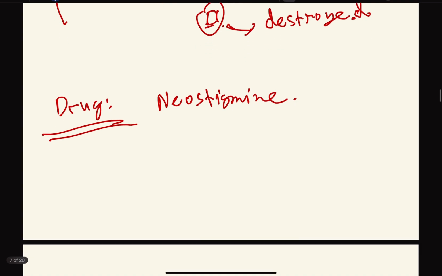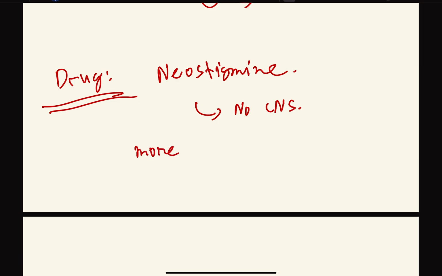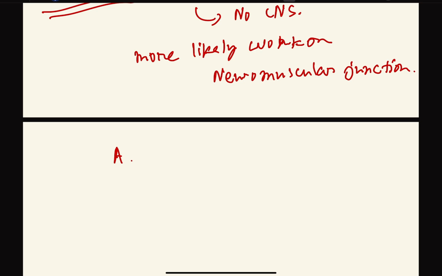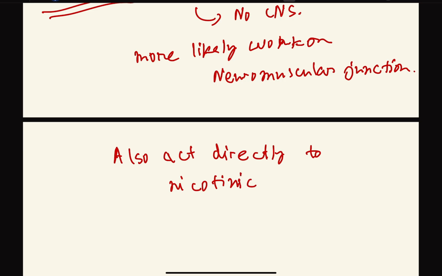Why do we use neostigmine in myasthenia gravis? Because, if you remember, I have already said that neostigmine is a quaternary amine and a water soluble drug, so it has no effect on the central nervous system. It is more likely to work on the neuromuscular junction, where the nicotinic receptors are located, and it can also act directly on the nicotinic receptor.